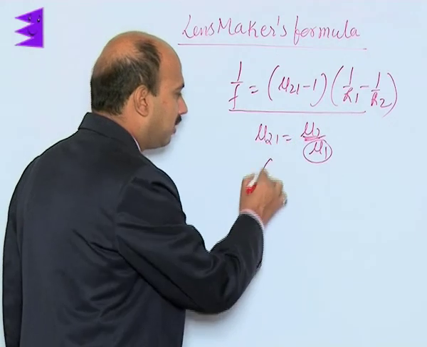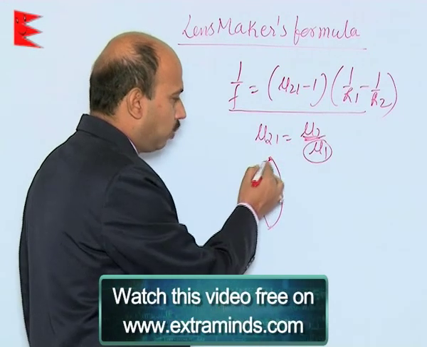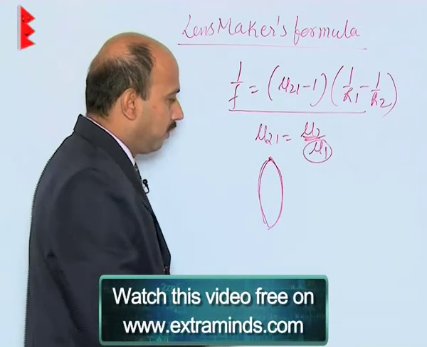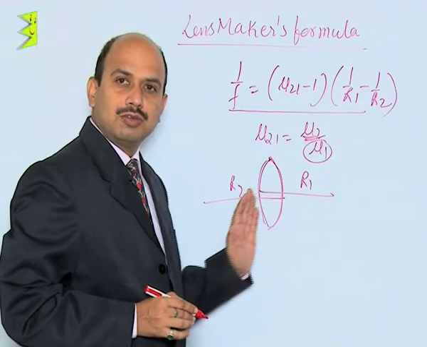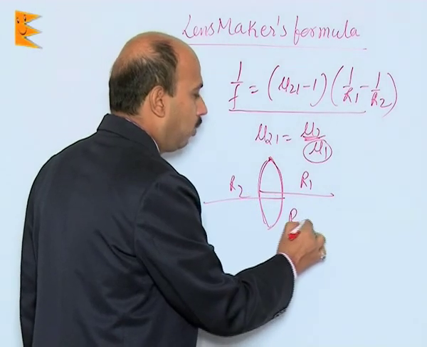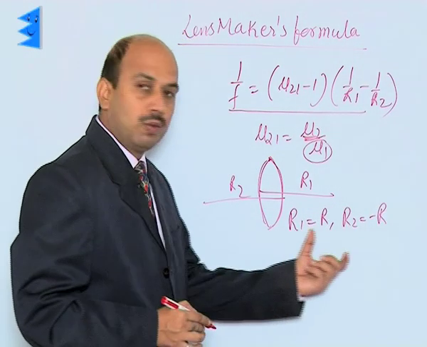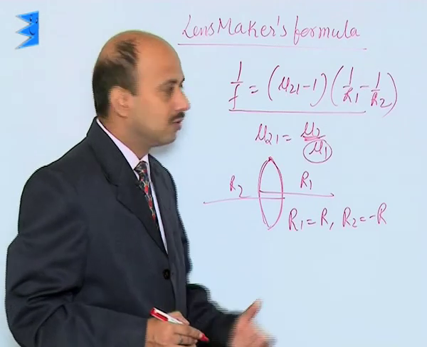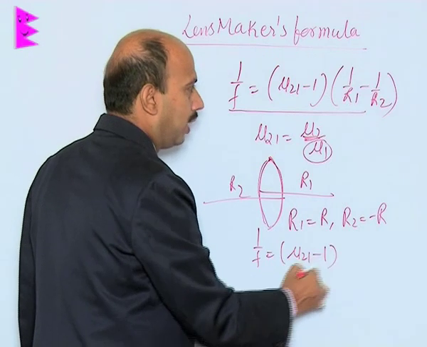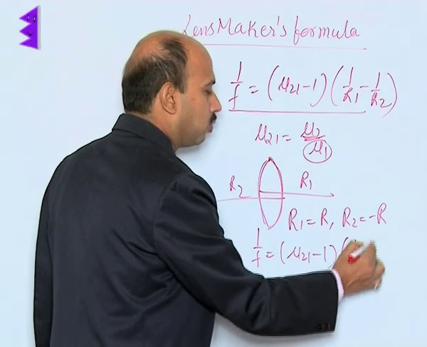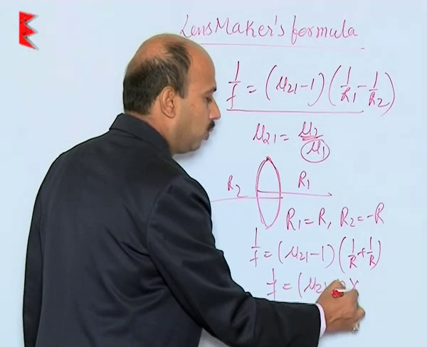If I have taken a convex lens like this, a double convex lens, there are two surfaces, one is this and one is this. So, obviously, if R1 is this side and R2 is this side, R1 is positive and R2 is negative. If I am writing R1 is equal to R, then R2 is equal to minus R. This is an equiconvex lens, both the surfaces have the same radius. Now, if I put here 1 upon F is equal to (mu 2 1 minus 1) into (1 upon R plus 1 upon R), that can be written as 1 upon F is equal to (mu 2 1 minus 1) into 2 upon R.